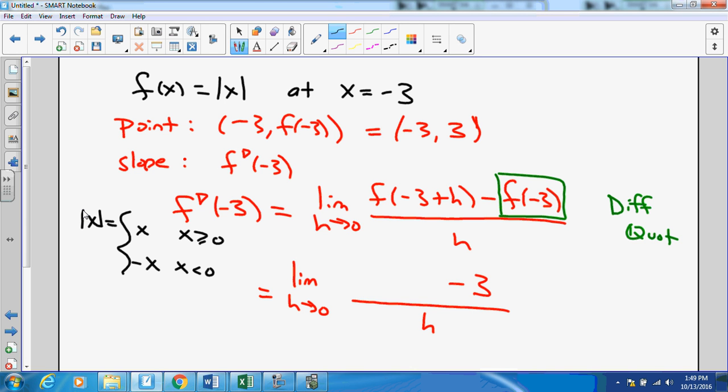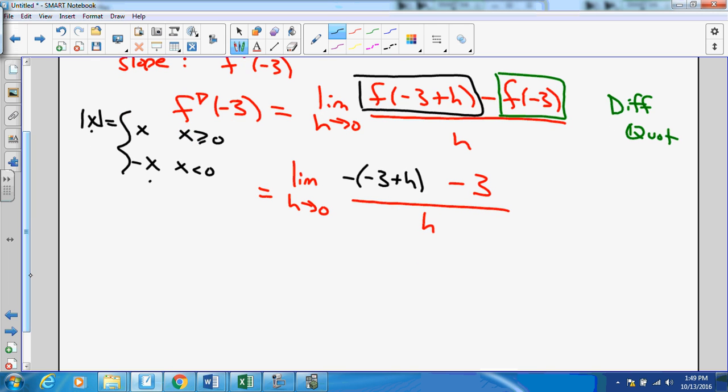And that means I can replace f of negative 3 plus h with the opposite of negative 3 plus h. Because the absolute value of x, in this case negative 3 plus h, is the opposite of x when x is negative. Yes, sir. So we don't have to run an absolute value. No, not necessarily. If you do, it's not wrong. Just a little bit of extra computation.